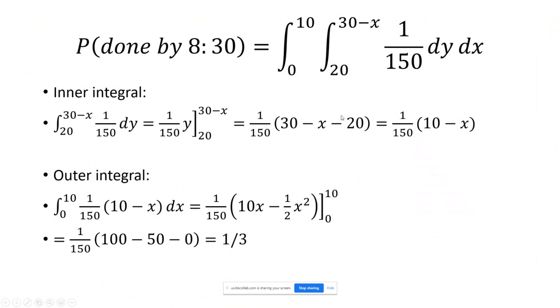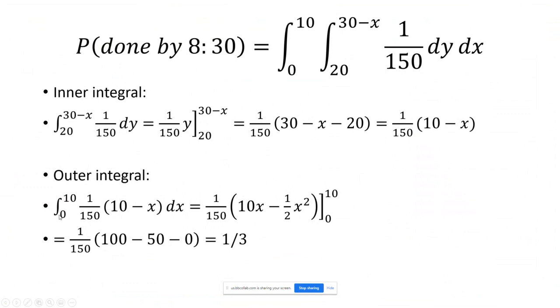So our inner integral, we get the antiderivative of 1 over 150 with respect to y is 1 over 150 y. And we're evaluating that at 20 and 30 minus x. So that becomes 1 over 150 times the quantity 10 minus x.